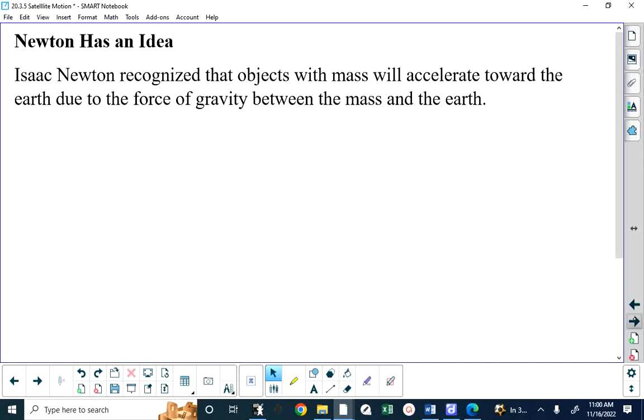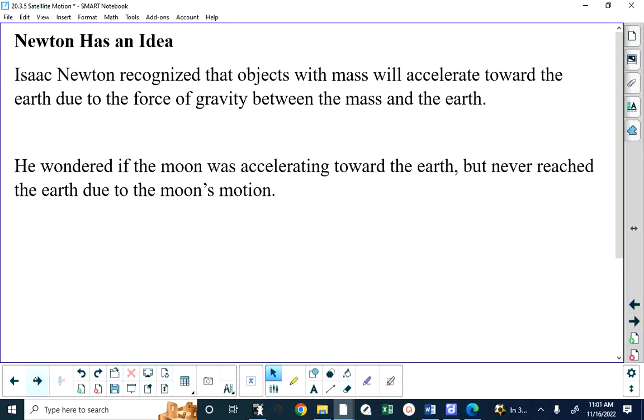So Isaac Newton had this idea that since we know objects with mass will accelerate towards the Earth due to the force of gravity, all objects will accelerate towards the Earth due to the force of gravity. Even the moon is accelerating towards the Earth due to the force of gravity. But it doesn't reach the Earth because it's falling around the Earth.